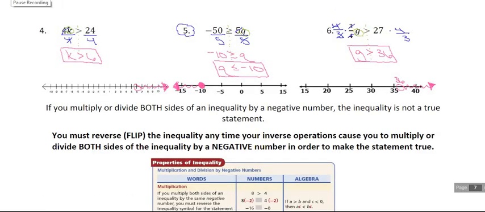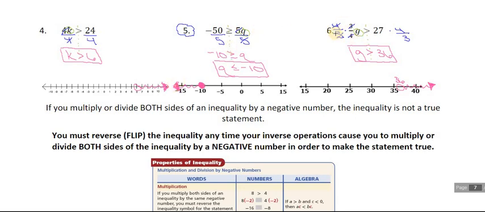Okay, so let's check our work, see how we did. Number 4, we should have k is greater than 6, open circle on 6, shade to the right. Number 5, when we isolated q on the right-hand side, we had negative 10 is greater than or equal to q, which therefore means that q is less than or equal to negative 10. Closed circle on negative 10, shaded to the left.